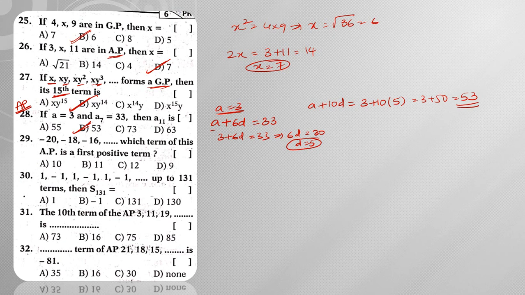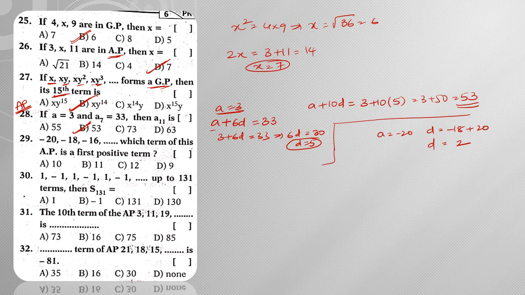Next, moving on to question number 29, minus 20, minus 18, minus 16. Which term of this AP is the first positive term? Same as with negative terms, we need to consider this as a positive term. First of all, a is equal to minus 20. What is the common difference? Minus 18 minus of minus 20 is plus 20, wait, plus 2. So this gives me d is equal to 2.